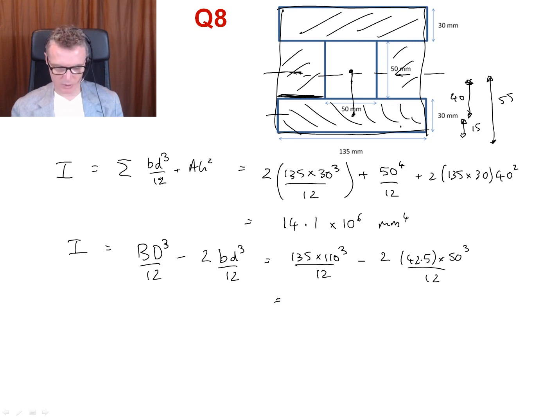135 times 110 to the power 3. What I'm going to do is I can do all these numbers and then divide by 12 at the end, minus 2 times 42.5 times 50 to the power 3, and divide that by 12. And yes, I get the same answer. 14.1 times 10 to the 6. It's 0.0888, but round it up. So both methods give me the same answer.